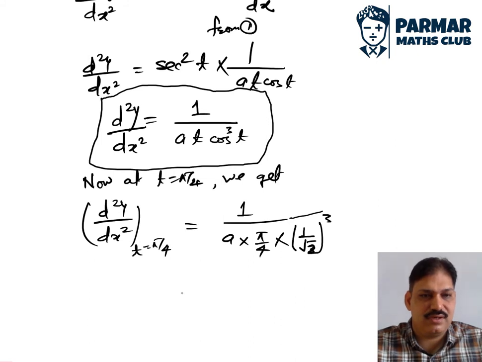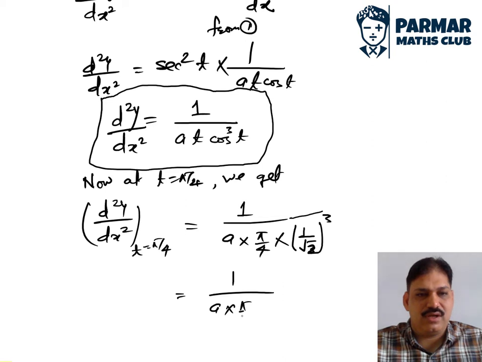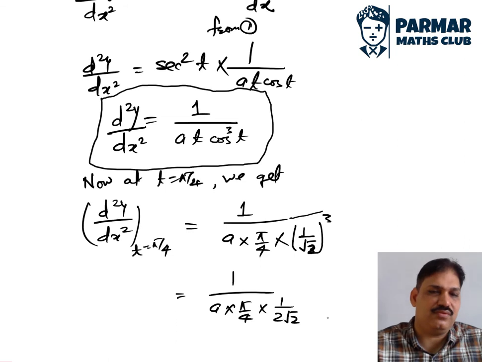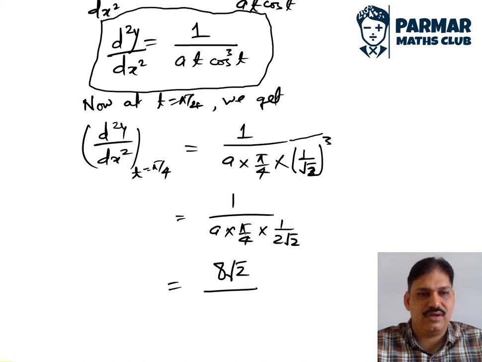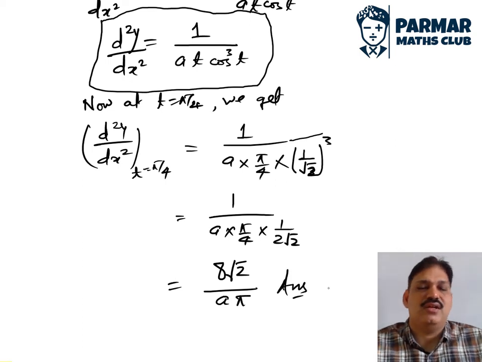So this will give us 1 upon a into pi by 4 into 1 upon 2 root 2. So in the numerator we will have 4 into 2 root 2, that is 8 root 2, divided by pi into a, that is a pi. This is the final answer to the question.